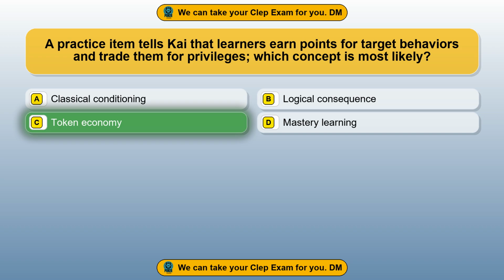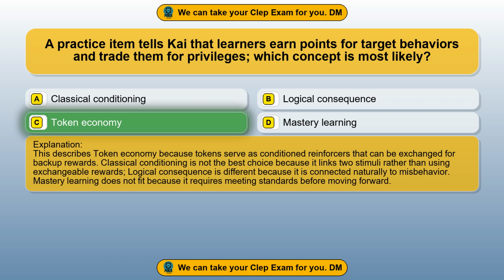Token economy. This describes token economy because tokens serve as conditioned reinforcers that can be exchanged for backup rewards. Classical conditioning is not the best choice because it links two stimuli rather than using exchangeable rewards. Logical consequence is different because it is connected naturally to misbehavior. Mastery learning does not fit because it requires meeting standards before moving forward.